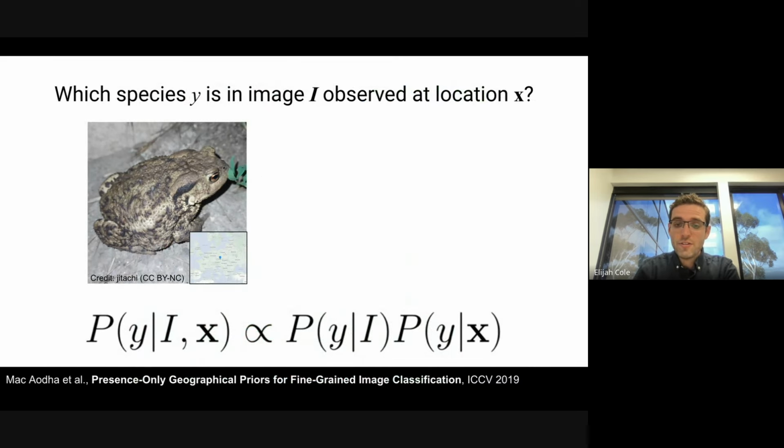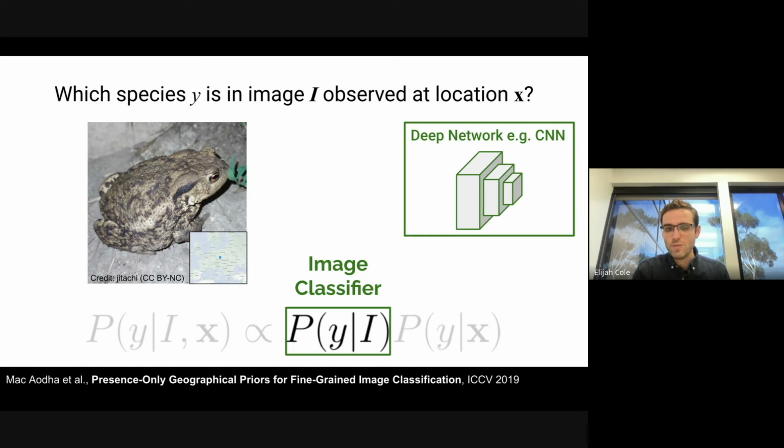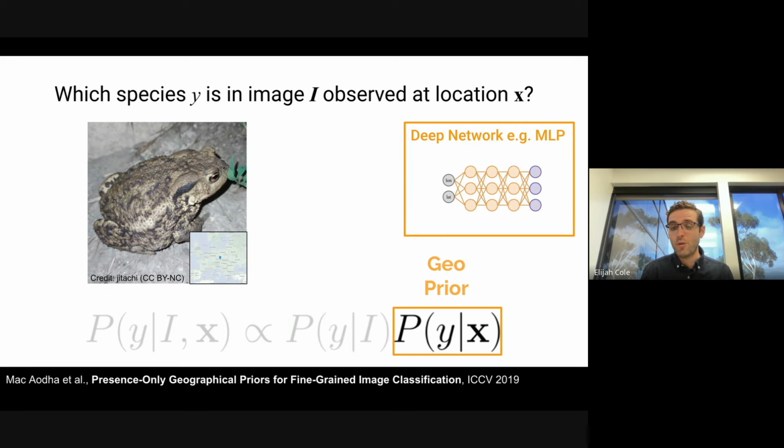And so this is the topic of one of our first works in this space, where we try to use machine learning to solve the problem of identifying species in images using not only the image, but also the location information. The way we do this is we factorize the problem into two parts, where we have an image classifier, as usual, that takes in the image and produces a prediction for which species is present. We also have a model that we call a geoprior, which takes in a location and predicts the likelihood of different species being present at that location.